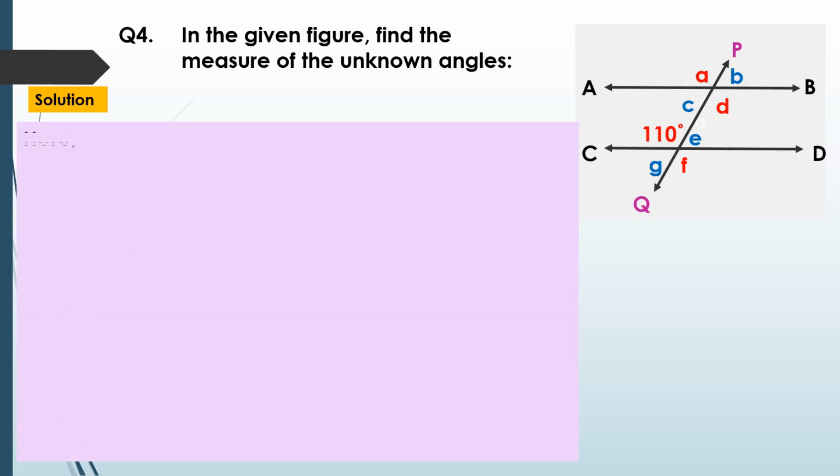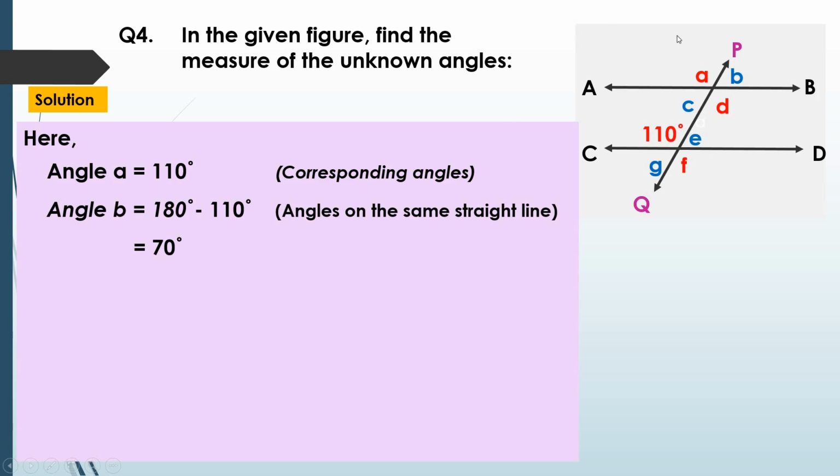So here we can see that angle A is a corresponding angle to 110 degrees, and according to the properties of parallel lines, A must be equal to 110 degrees, being corresponding angles. Okay, so A is 110 degrees. Now angle B and A are on the same straight line, so they are angles on a straight line. When we add these two, it must be 180 degrees. So angle B equals 180 degrees minus angle A.